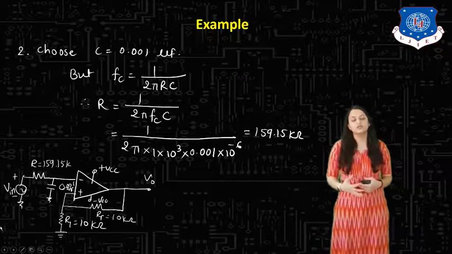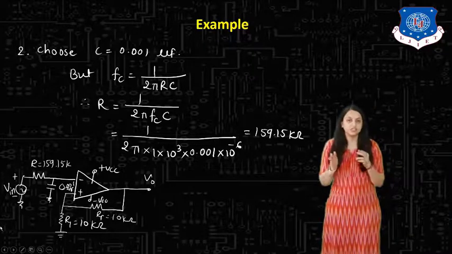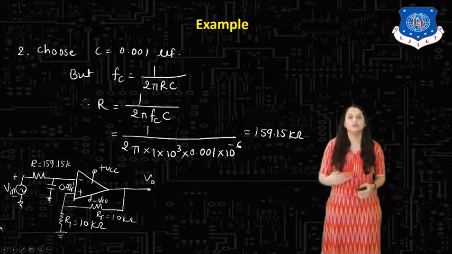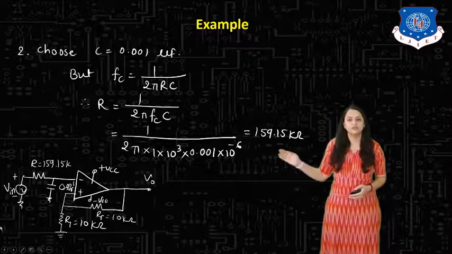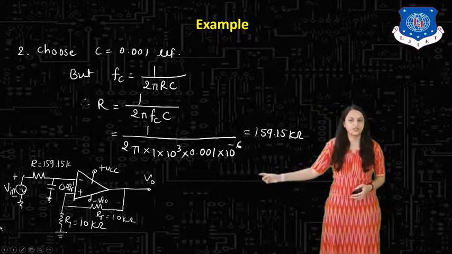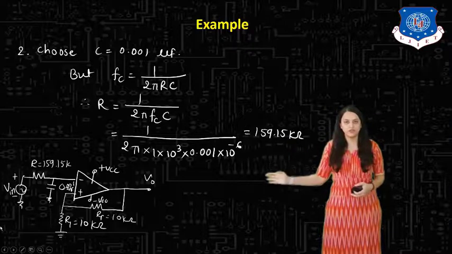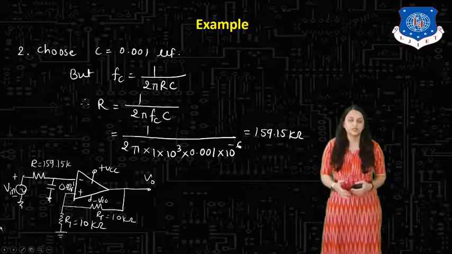Now it is asked to draw the circuit as well. So we have drawn the circuit diagram over here, which indicates all the component values that we have obtained. We have placed R equals 159.15 kilo ohms on the input side. Capacitance is also indicated; the approximate value is shown. R1 and RF, that are 10 kilo ohms, are also shown for the filter.